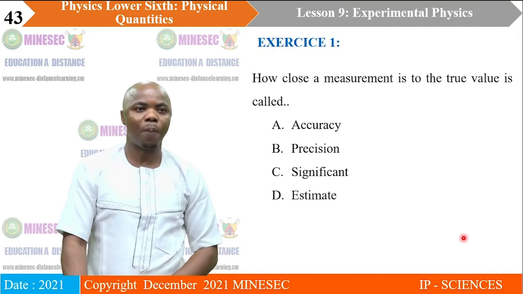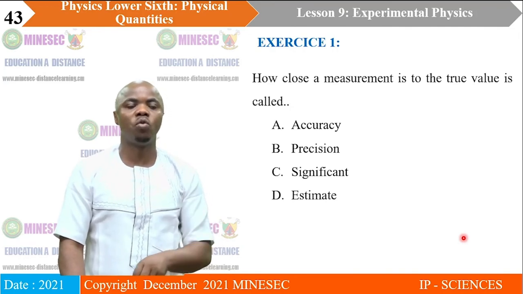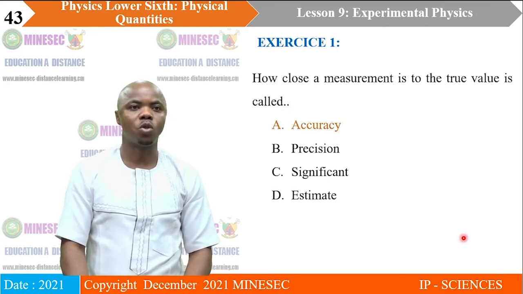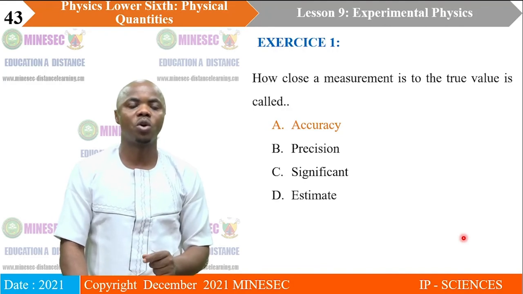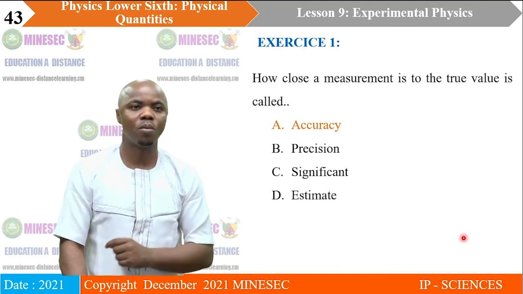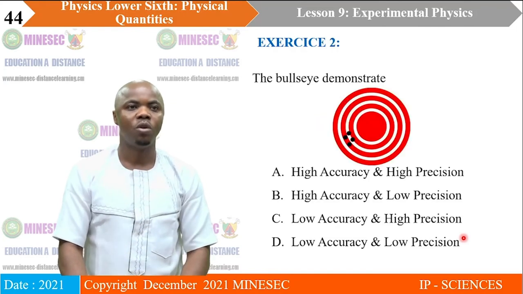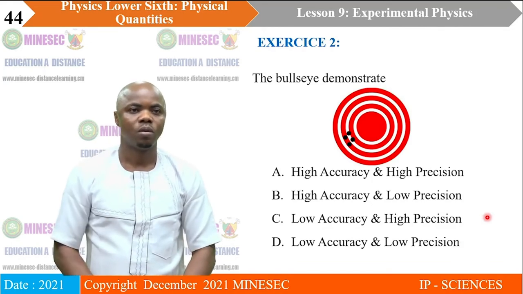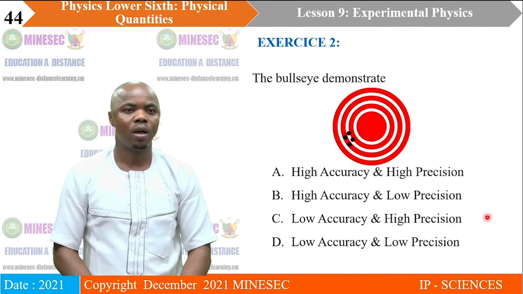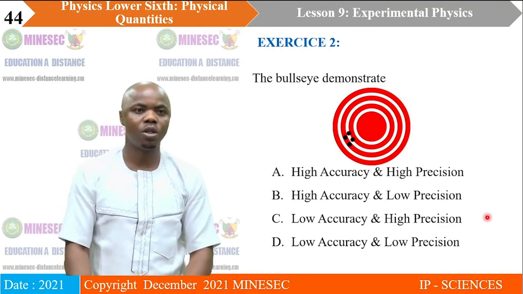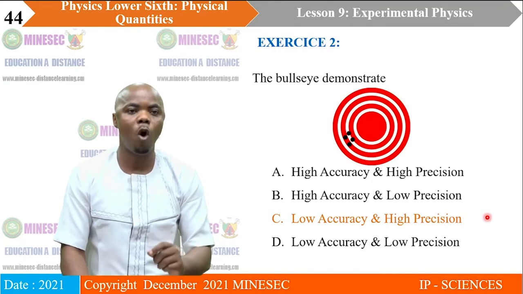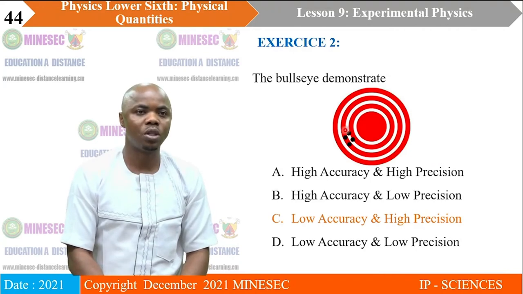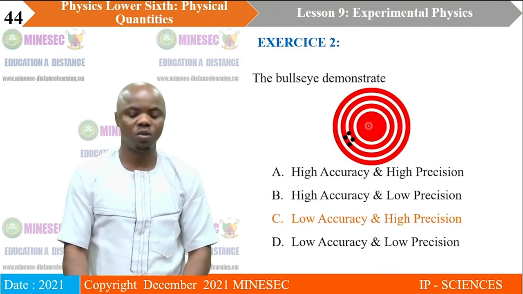Now, exercise one. How close a measurement is to the true value is called accuracy. Accuracy is how close a measurement is to the true value. Two. The bull's eye demonstrates what type of, is it high precision, or high accuracy? Is it low precision or high accuracy? So the bull's eye demonstrates low accuracy, but very high precision, because the accuracy is low, because it's far from the center, the resolution is very high.